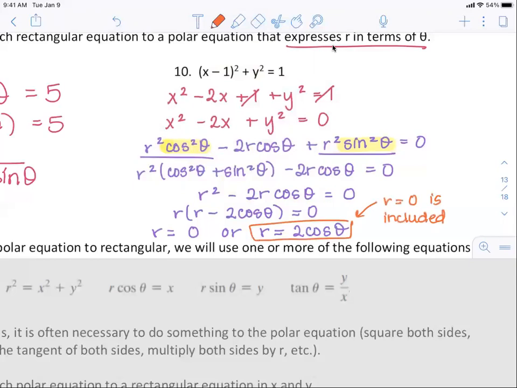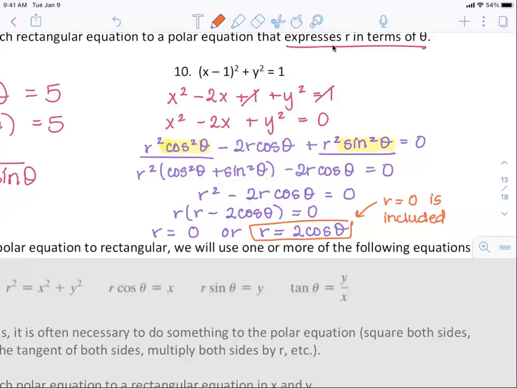If we simply chose r equals 0, that's just a dot. That's just the pole of the polar function. And so we would not be including all the possible solutions that we are when we say r equals 2 cosine theta, which is going to be the graph of a circle.